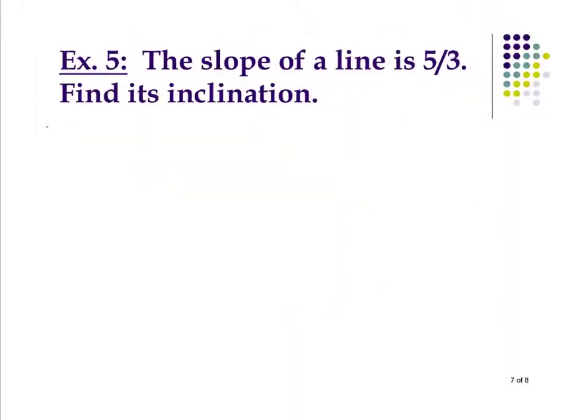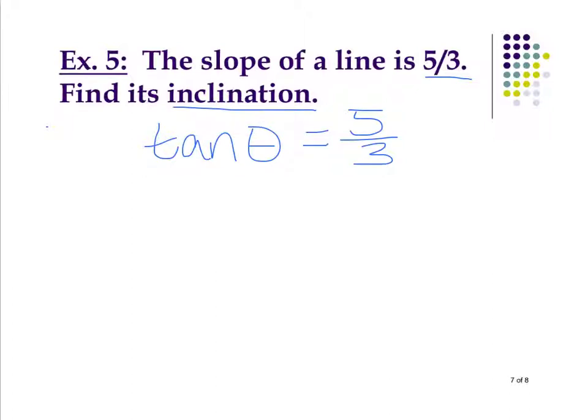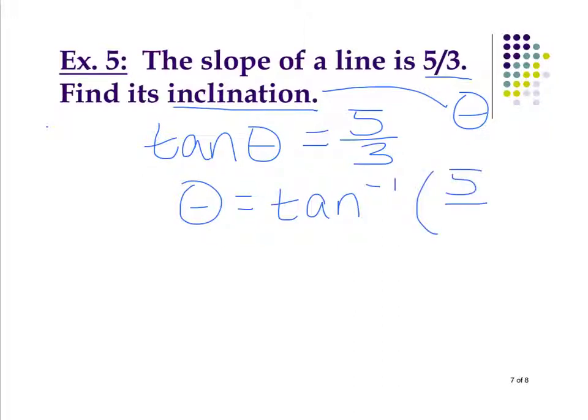Example 5 tells us that the slope of a line is 5/3. We know that slope is the tangent, so we can just write that the tangent of theta is 5/3. When I ask you what its inclination is, I'm asking you really to find me theta. So your theta is going to be the inverse tangent of 5/3. And on your calculator, you're going to get that theta is 59 degrees.